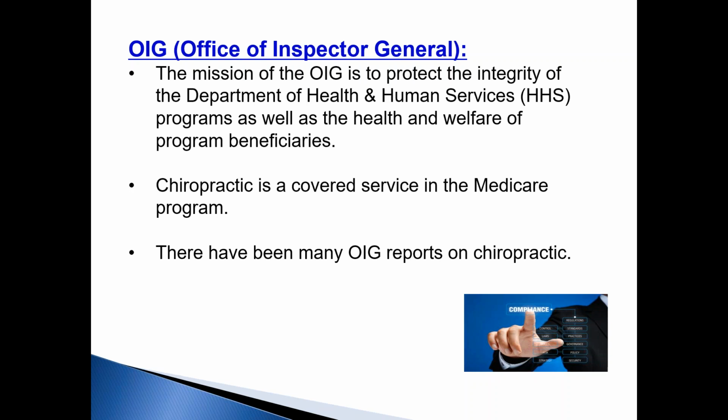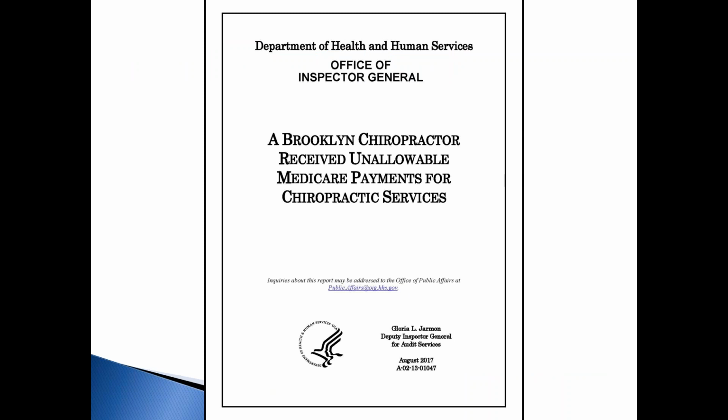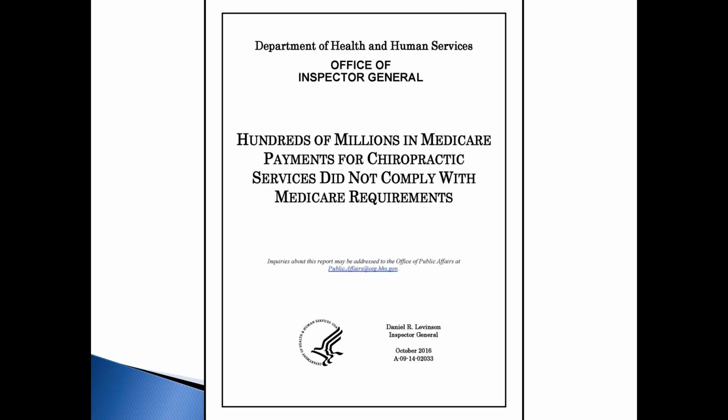That's why the OIG looks at chiropractic to see how we're doing. They come out with reports every few months or a couple of times a year. This one was a few months ago. This chiropractor from Brooklyn collected a lot of money. The average chiropractor collects about $17,000 a year from Medicare. This chiropractor collected over $300,000 in 1 year. So Medicare thought that was a little bit excessive, so they looked into his practice. And there was another report here that says, you know, we don't think chiropractors are documenting properly.